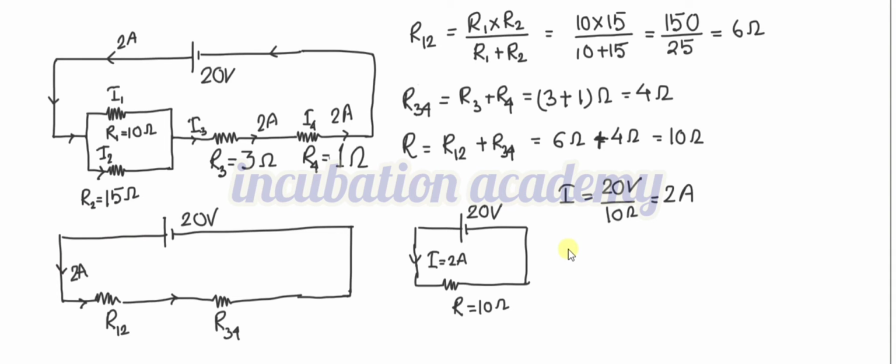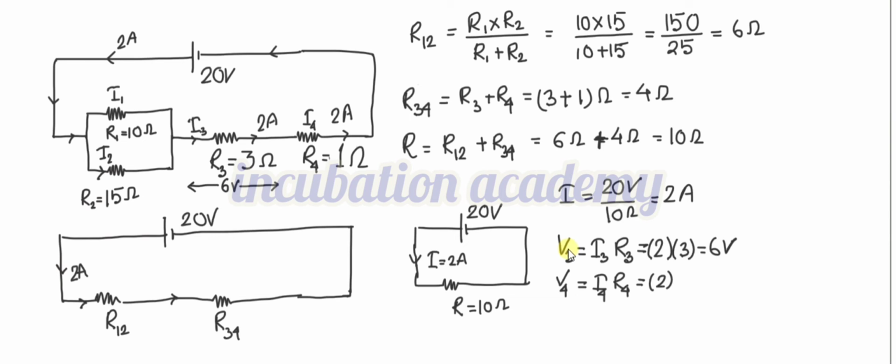Before that, let us find the potential drop across the resistor R3. Let us say V3. V3 is simply I3 multiplied by R3 according to Ohm's law. I3 is 2 ampere and R3 is 3 ohm, so you can say 6 volt. So 6 volt is the potential drop across R3. Now the potential drop across R4 is I4 multiplied by R4. I4 is 2 ampere, as we have calculated, and R4 is 1, so the total is 2 volt. So the potential drop across R4 is 2 volt and across R3 is 6 volt.